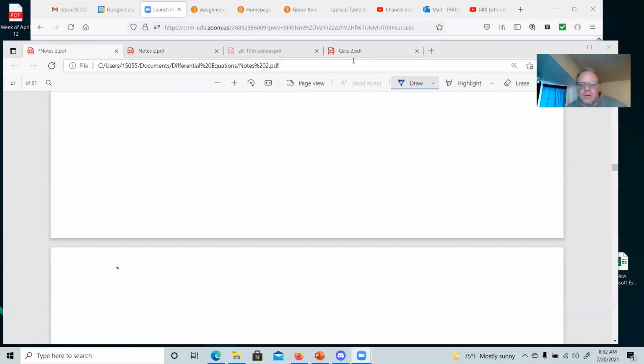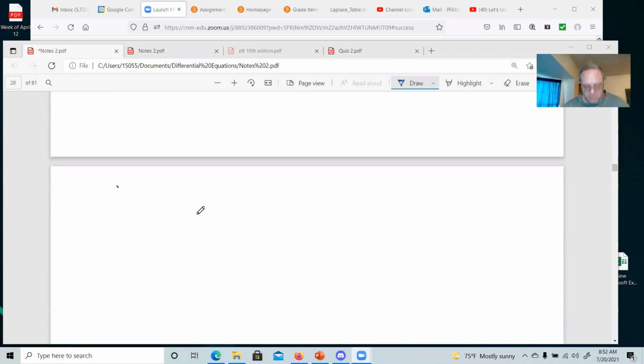All right, welcome back to Differential Equations. We are going to talk about an easier way to view some things here. So in the previous chapter, we were talking a lot about Laplace Transforms. And we get a problem, say something like this.